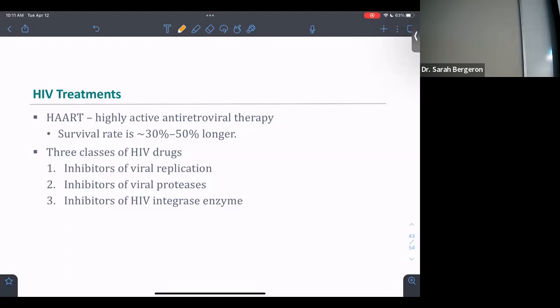But we don't want to just give one. We're going to give them all, right? So that gives the survival rate 30 to 50% longer than somebody who is untreated, right?